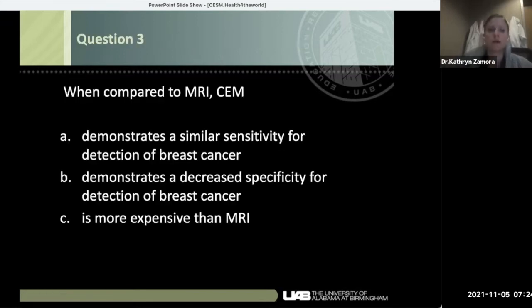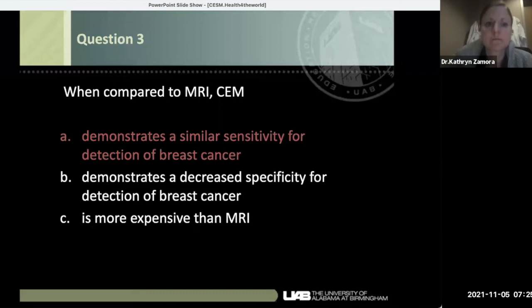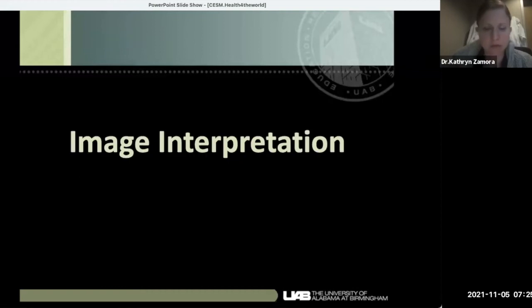Leads us to our third question. When compared to MRI, contrast enhanced mammography, A, demonstrates a similar sensitivity for detection of breast cancer, B, demonstrates a decreased specificity for detection of breast cancer, or C, is more expensive than MRI. And the answer is A, demonstrates a similar sensitivity for detection of breast cancer.